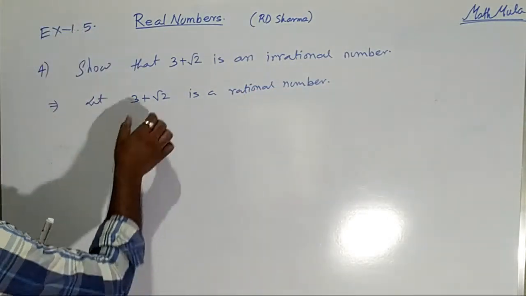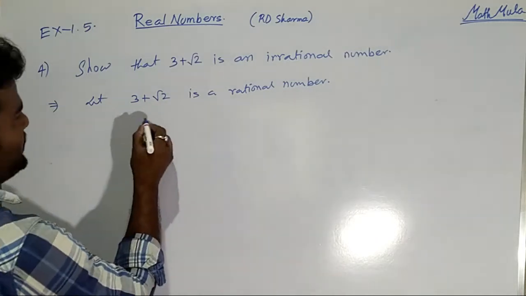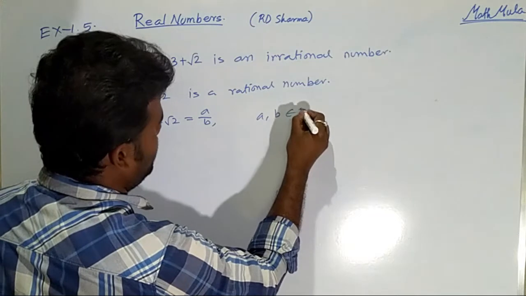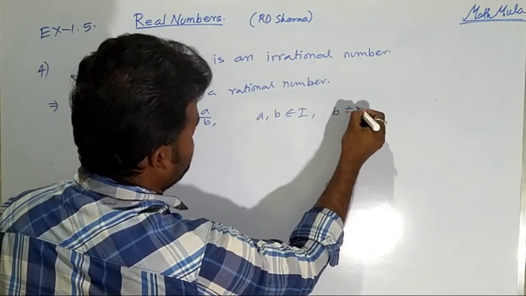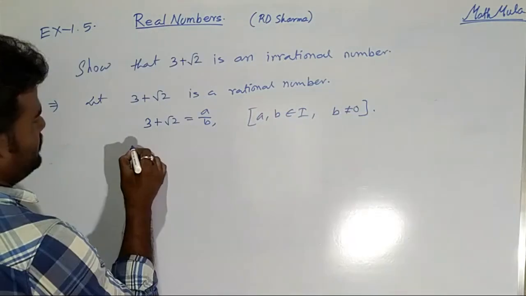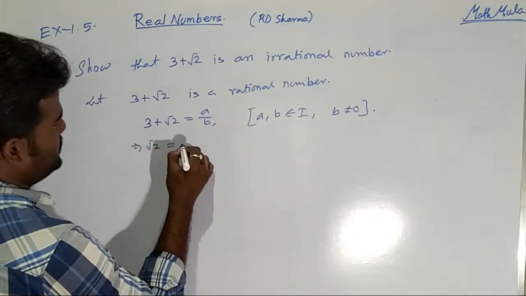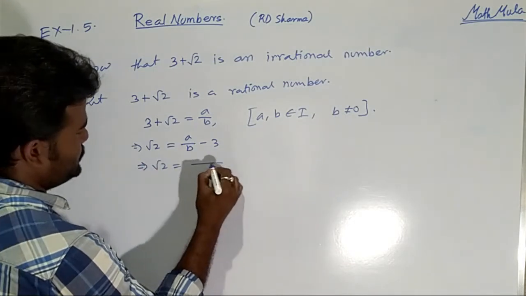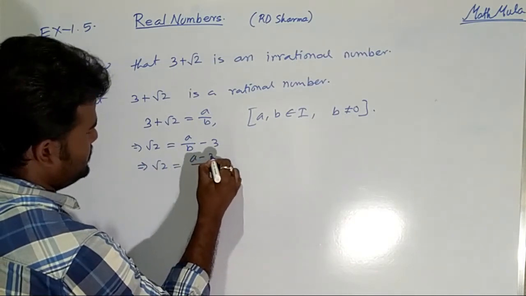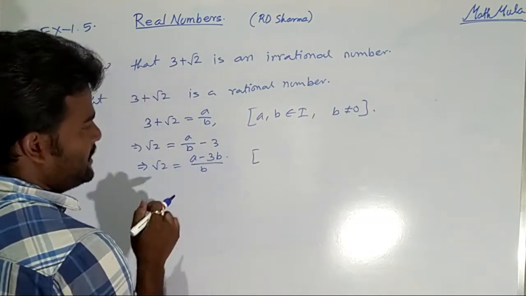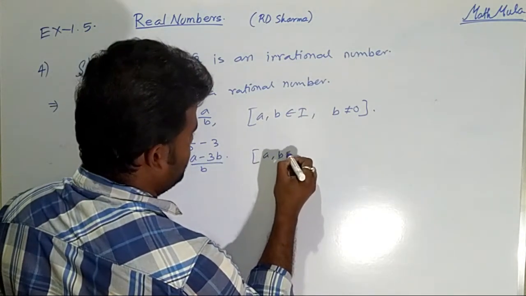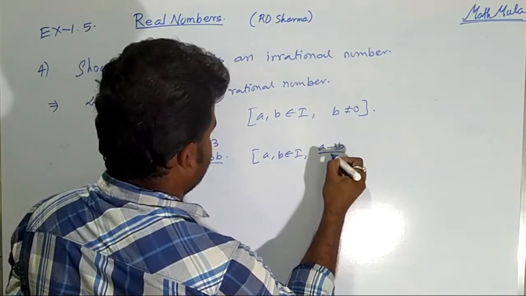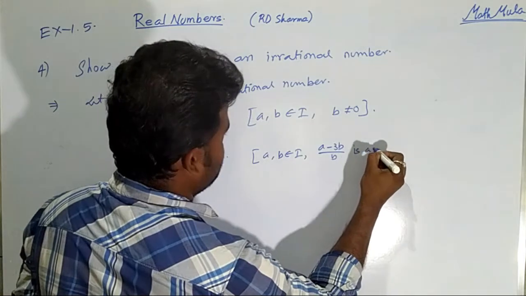That means 3 plus root 2 can be written in the form a by b, where a, b belong to I and b is not equal to 0, and they are co-prime to each other. Then we can write root 2 is equal to a by b minus 3. That implies root 2 is equal to (a minus 3b) by b. Now the right hand side is a rational number because a, b belong to I, that is integers. That means (a minus 3b) by b is a rational number.